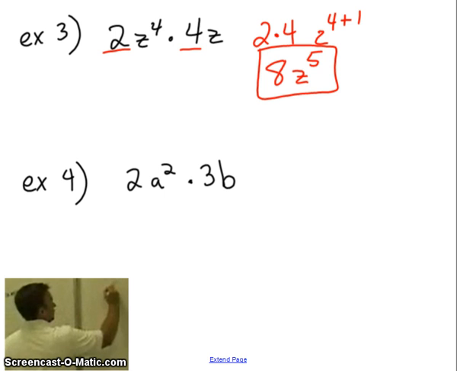Again, we can multiply the coefficients, 2 times 3. And then we have a squared times b. Now they have different bases, so we can't do anything with them. So it's just 2 times 3, a squared times b.